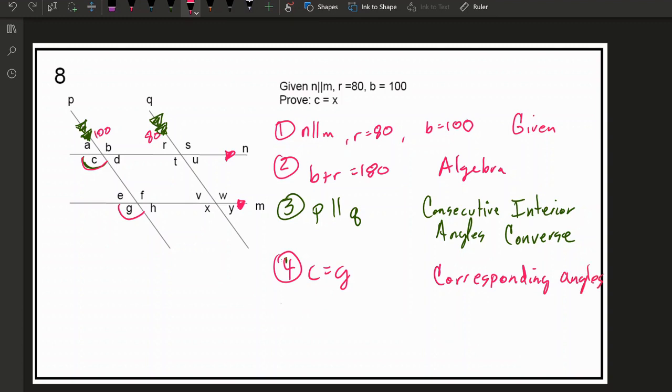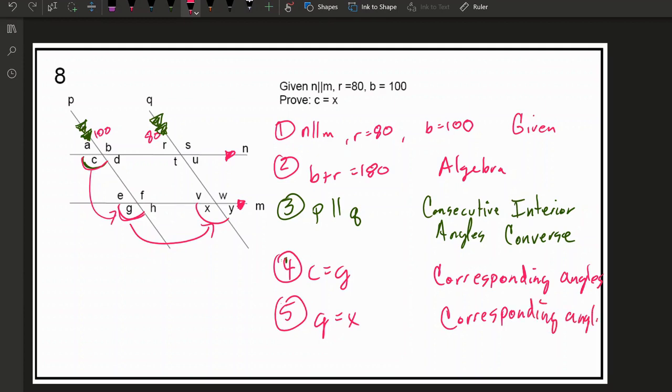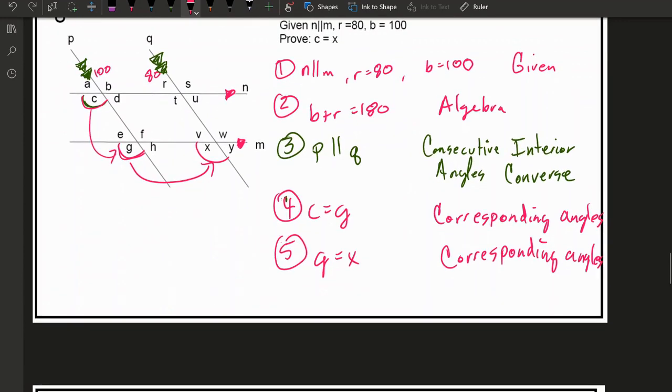And then I can say, step 5, G is equal to X, going from here to here, because again, corresponding angles. And now I can finally say 6, C is equal to G is equal to X, so therefore C is equal to X, and that is the transitive property.